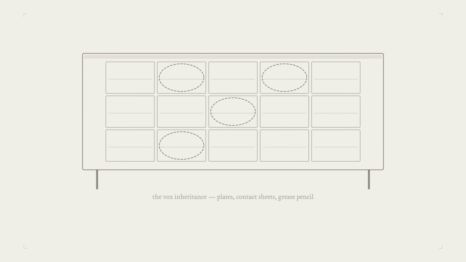This is the Vox inheritance, the documentary editor's bench: plates, contact sheets, a grease pencil. The craft is picking the one image that carries the sentence and cutting everything else. The skill borrows exactly that discipline from television and nothing else.